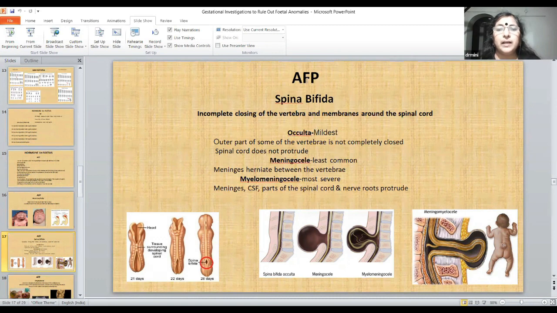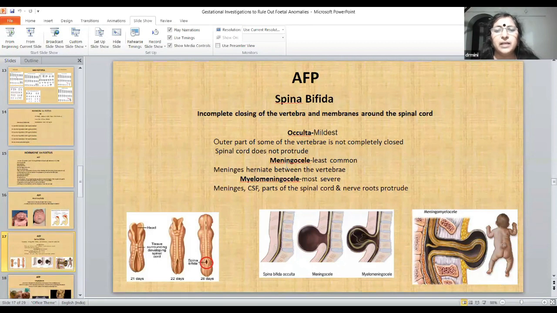Spina bifida occulta is the mildest. Occulta means the outer part of some of the vertebrae is not completely closed. Just the outer portion is not completely closed. The spinal cord does not protrude, and so that won't cause much difficulty.